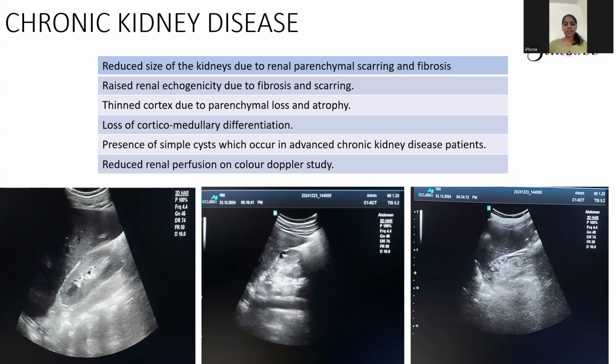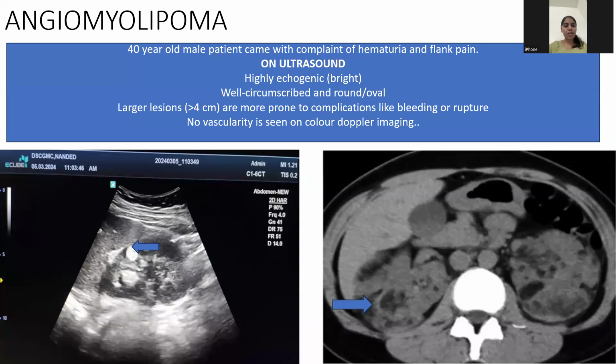And here is a 40-year-old male patient who came with complaints of hematuria and flank pain. On ultrasound, we are able to see a highly echogenic, well-defined lesion, round or oval in shape, which is seen in the midpole of the right kidney, and it is causing mild hydronephrosis.